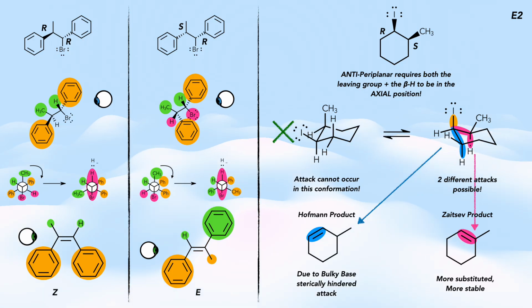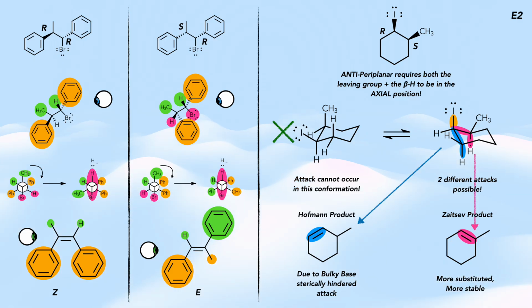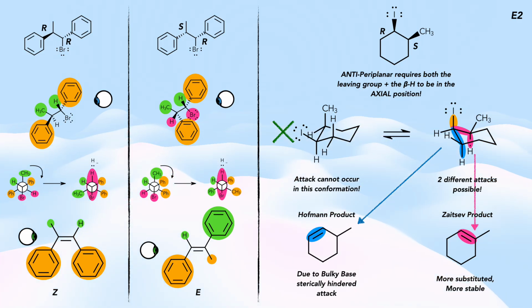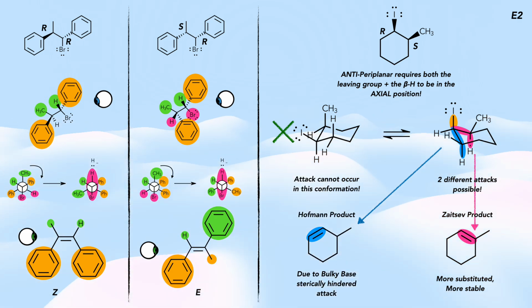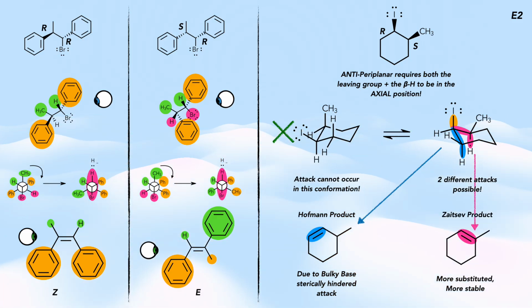All this leads to highlighting the stereochemical constraints of an anti-periplanar attack. Look at the left-hand side. We start with diastereomers. One is RR, the other SR. When each adopts the single conformation where the carbon hydrogen and carbon bromine bonds are anti-periplanar, E2 mechanisms can occur.